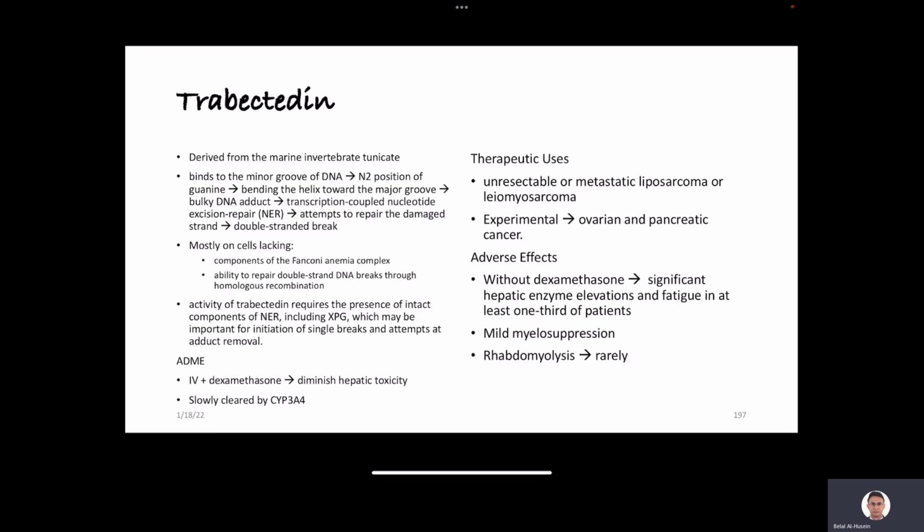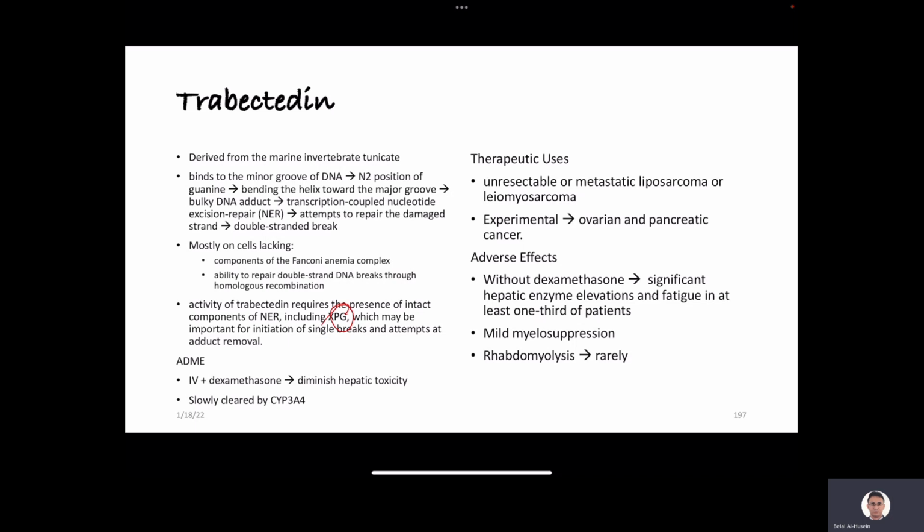Now, what is special about trabectedin? It doesn't work if you have certain nucleotide excision repair mechanisms that are not present or mutant. For example, there is a protein called XPG. If this is not there, it's a component of nucleotide excision repair, it would not be working. So it doesn't depend on other mechanisms, like the mechanism of repair called Fanconi anemia, or FA complex. So it works on those cells.